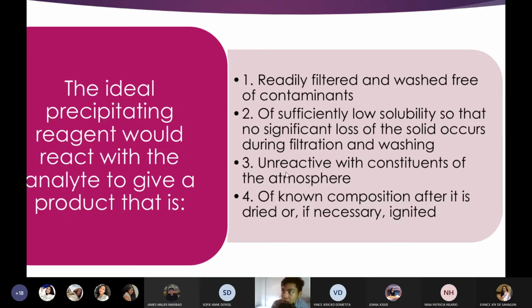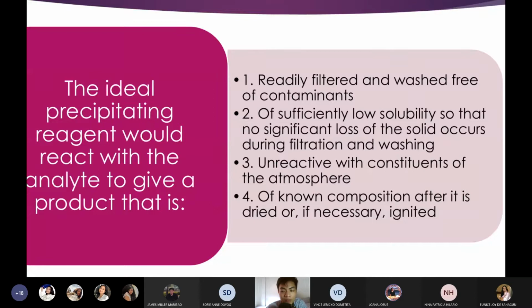Number 3, your precipitate must be unreactive with constituents of the atmosphere. Once your precipitate has become solid, what happens is that after you filter it, you dry it, okay? So you dry it in air to remove the water because it's wet, right? So you dry it in air. The problem with other precipitates is that they react with air, no? For example, there's oxygen in the air, and it can react with your precipitate.